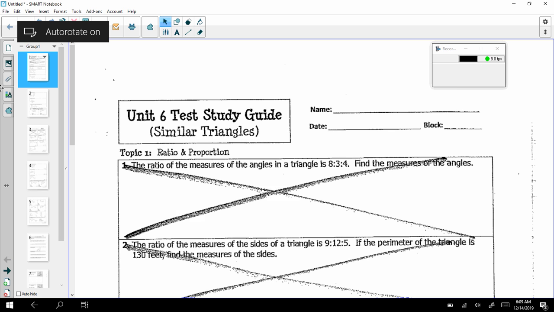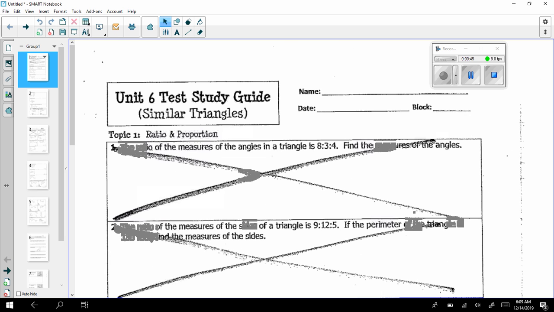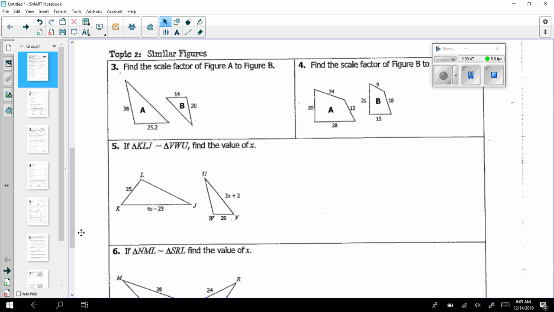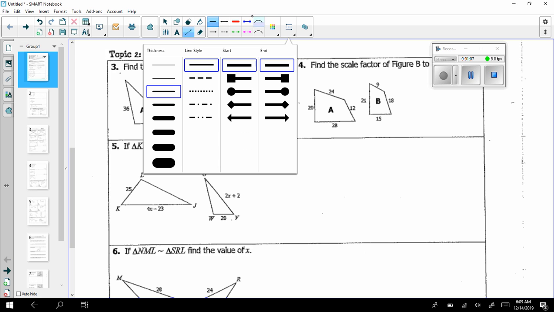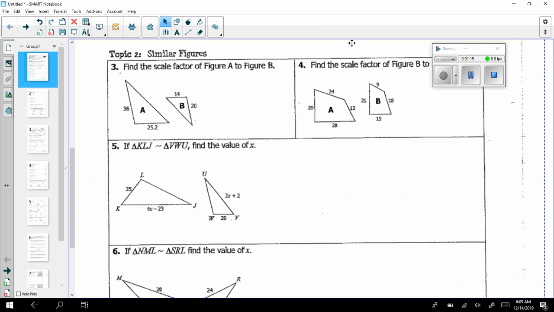So here we go. We've been talking about similar figures. As a reminder, similar figures are polygons that have identical angle measures, but the sides are proportional, which means that they form a ratio, and that ratio is the same for every set of corresponding sides.